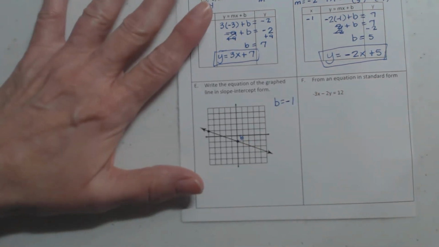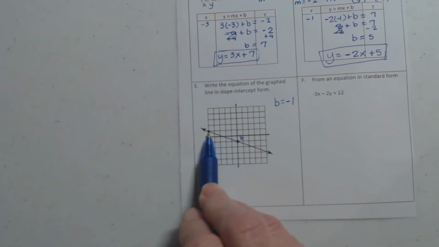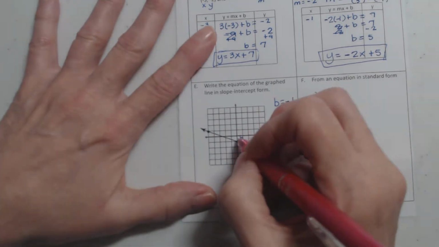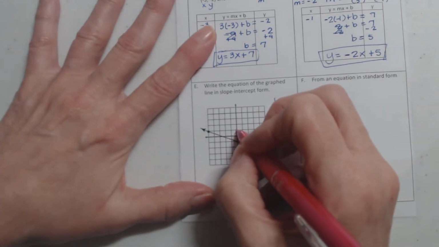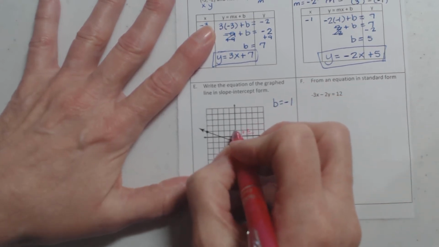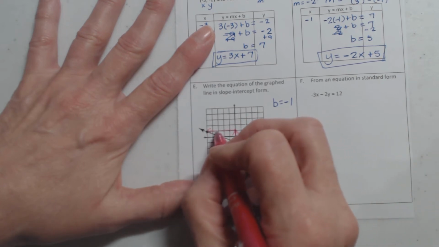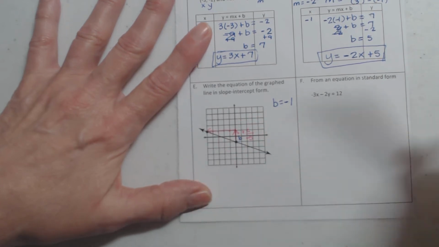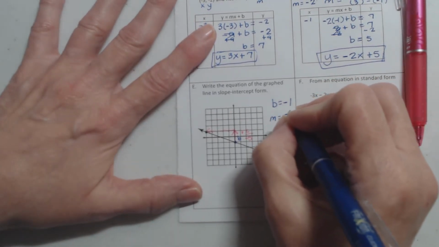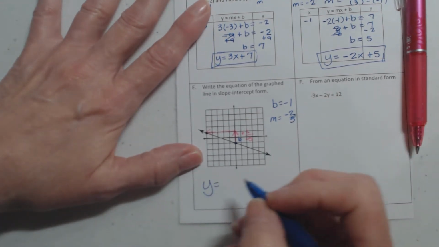Now we have to figure out our slope. They've also graphed another point over here to make that very easy for us. So all we do is count. We do our change in y, which is going up 2, over our change in x, which is going left 1, 2, 3, 4, 5 spaces. So our slope is going to be -2/5.